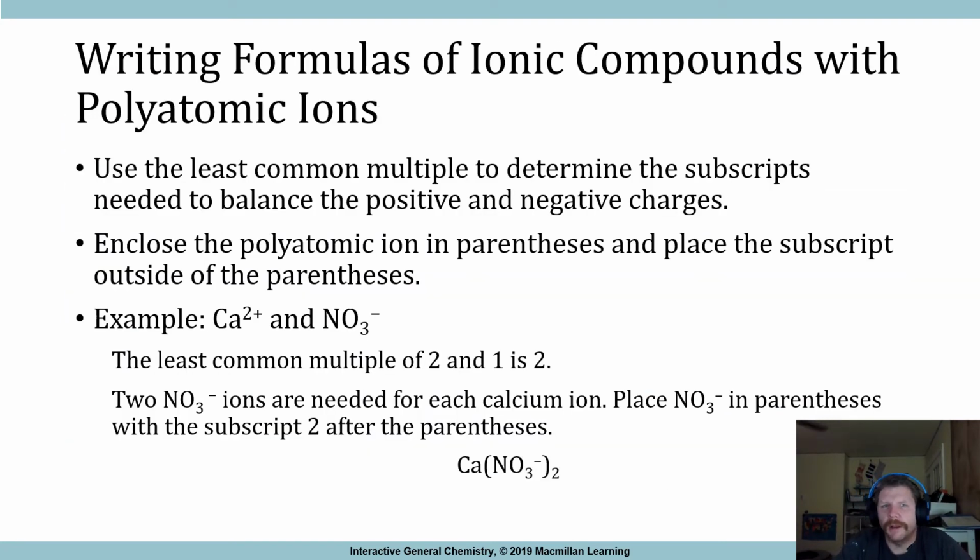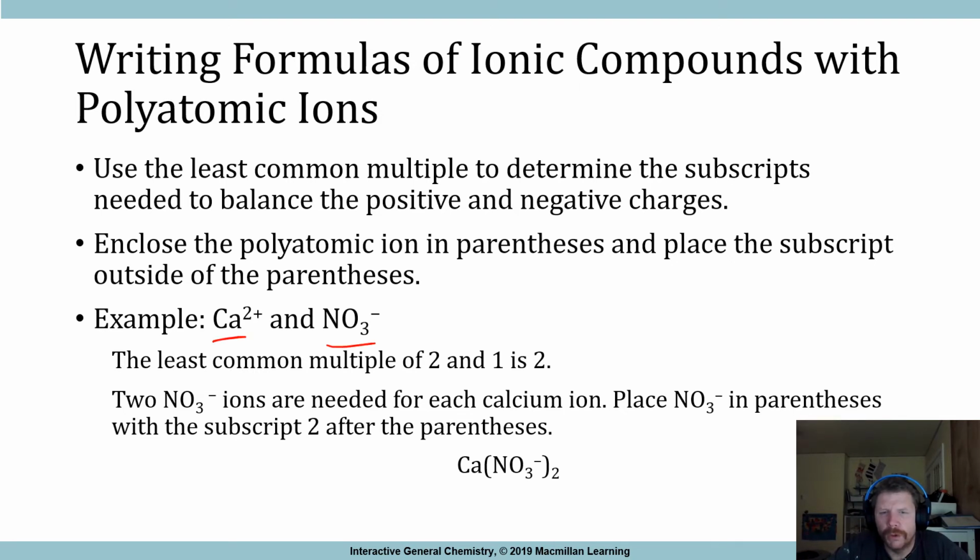Writing formulas of ionic compounds with polyatomic ions. What you want to do is use the least common multiple to determine the subscripts needed to balance those positive and negative charges. Enclose the polyatomic ion in parentheses. This is a very important thing because it's important to remember that that polyatomic ion is a grouping, a molecule that has come together that has a designated charge. And that will also help you when you're balancing chemical reactions and precipitation reactions. Okay, so how would you write the formula for CaNO3?